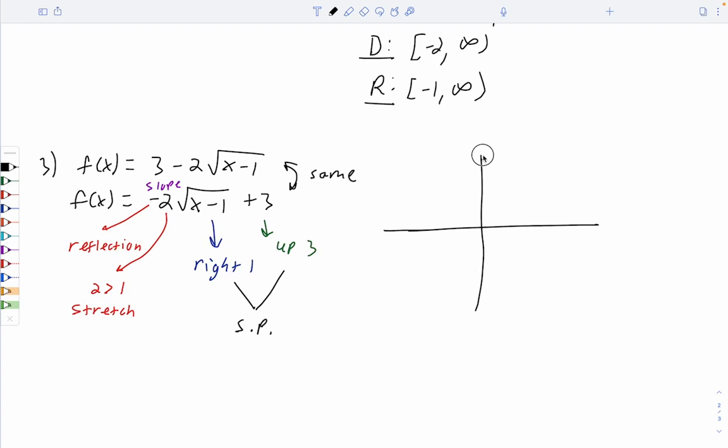Okay, so let's sketch it out. From the origin, my starting point goes right 1 and up 3, and that gets us our starting point here. Then I have an a value of -2, so that's kind of like a slope to your next point. So the slope to your next point would be -2, so that would go down 2 and then over 1, and that would get you your next point. And then from there, you just follow that same curve off to the right that we've seen on all these. And so that's the basic shape of this graph.